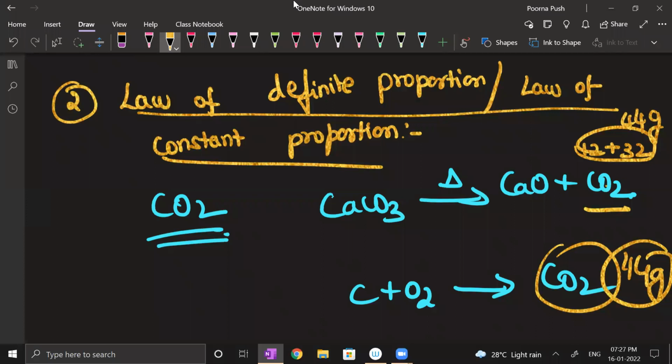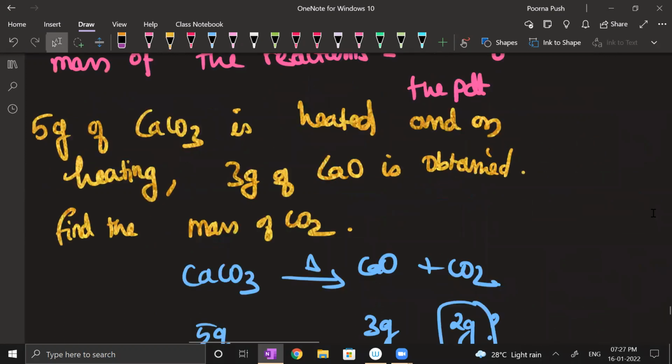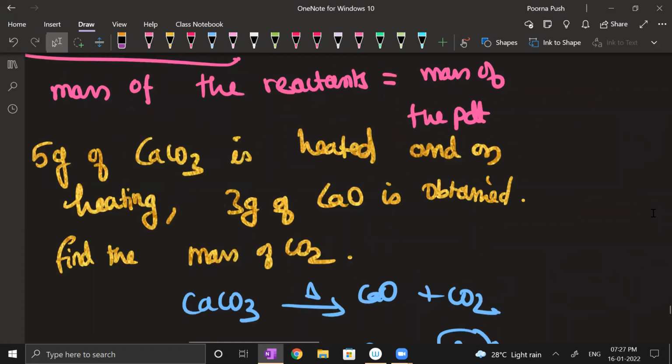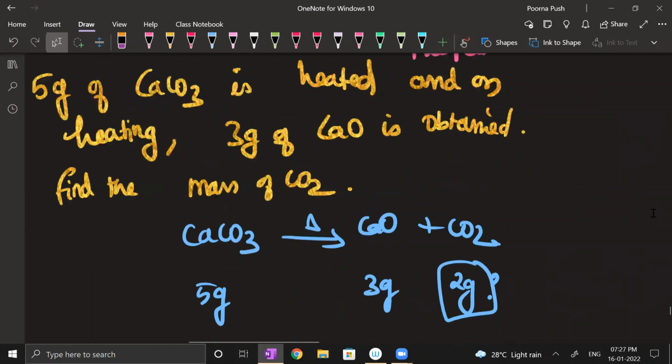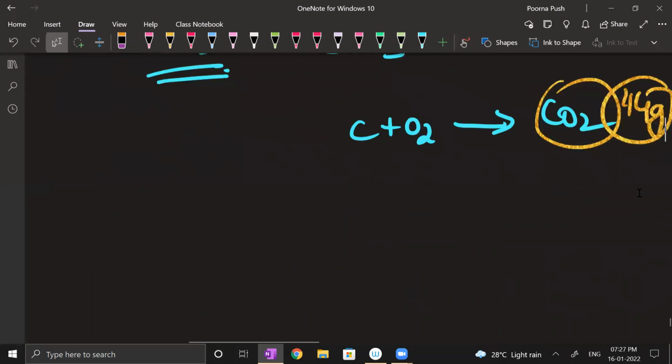What is the definition of the law of conservation, ma'am? Mass of the reactant is equal to mass of the product. However the source of preparation, the mass remains same.